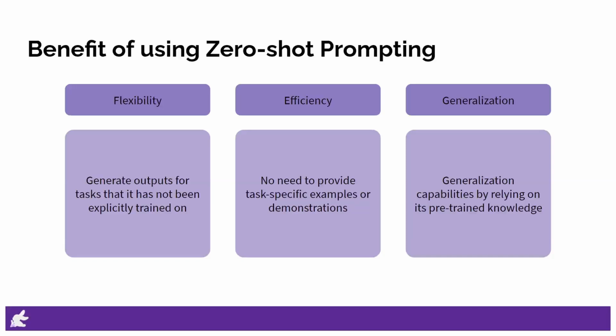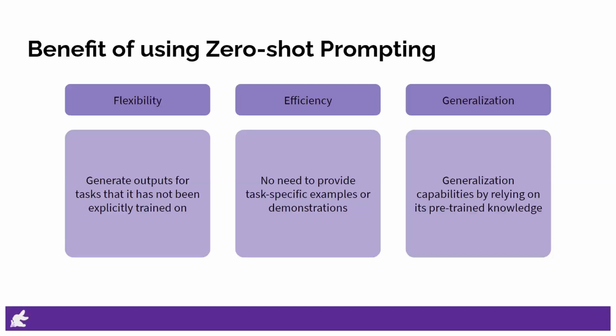With zero-shot prompting, there is no need to provide task-specific examples or demonstrations to the model. In other words, no labeled data is required. We can leverage this process to generate an initial labeled set for future use. This makes it a quick and efficient way to generate outputs for various tasks.